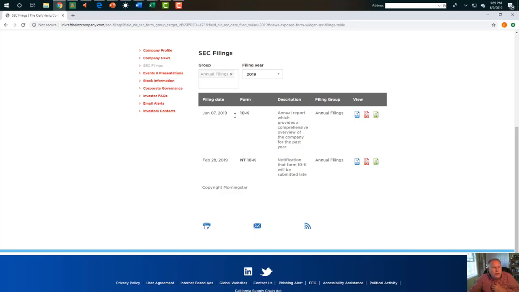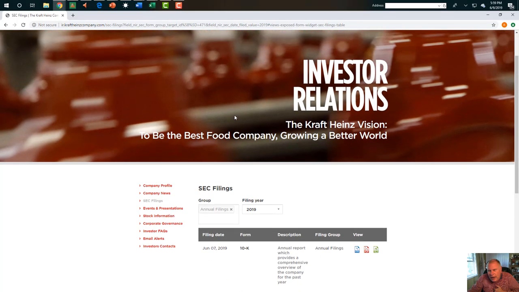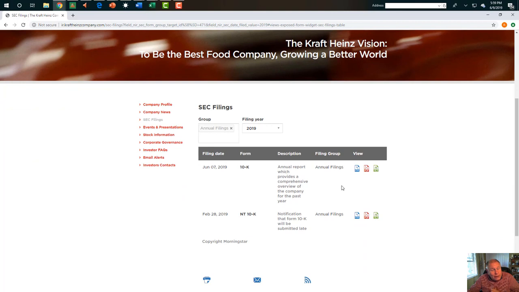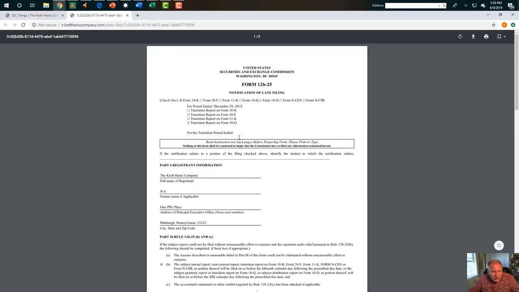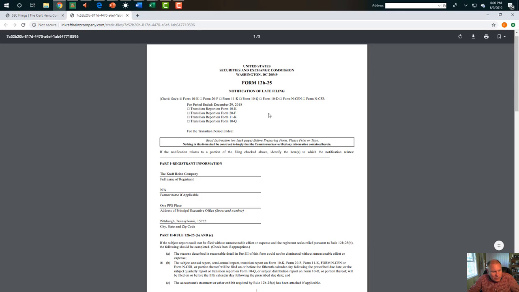The next company we are going to look at is the Kraft Heinz company. And when I first went on, and I worked on this honestly earlier this week, I came across this, dated February 28th. It's an NT 10-K, and what it's telling me when I opened it is it's a notification of late filing.